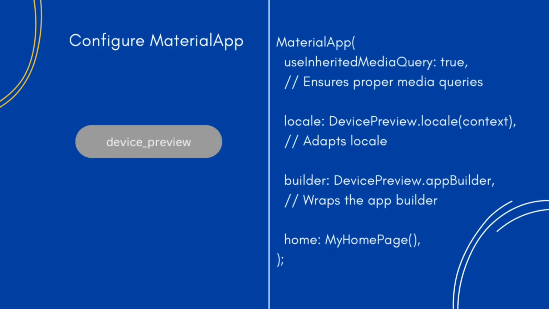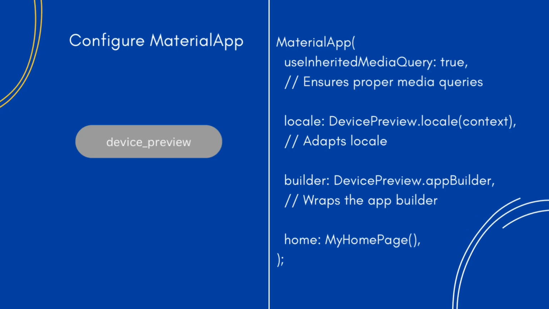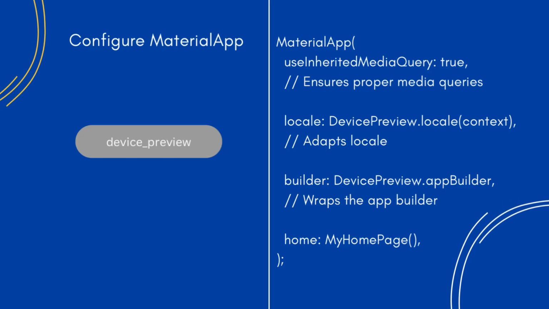Now we need to modify the MaterialApp widget so that it properly adapts to different screen sizes. By setting useInheritedMediaQuery to true, the app will respond correctly to different device sizes. The locale and builder ensure that the app respects selected device settings.